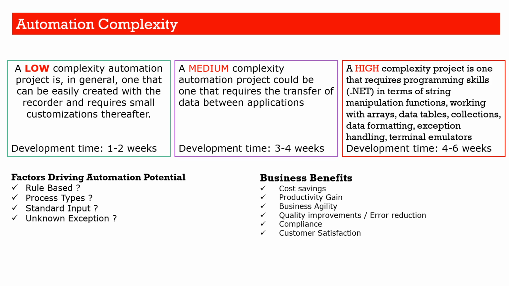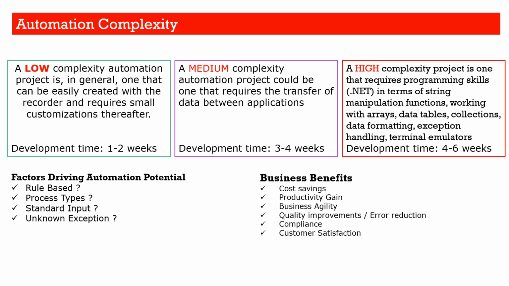So on the basis of these three quadrants, you decide the development time. So for the low complexity, you have 1 to 2 weeks. For the medium complexity, 3 to 4 weeks. For the high complexity, 4 to 6 weeks. And the questions remain the same and the factors remain the same.